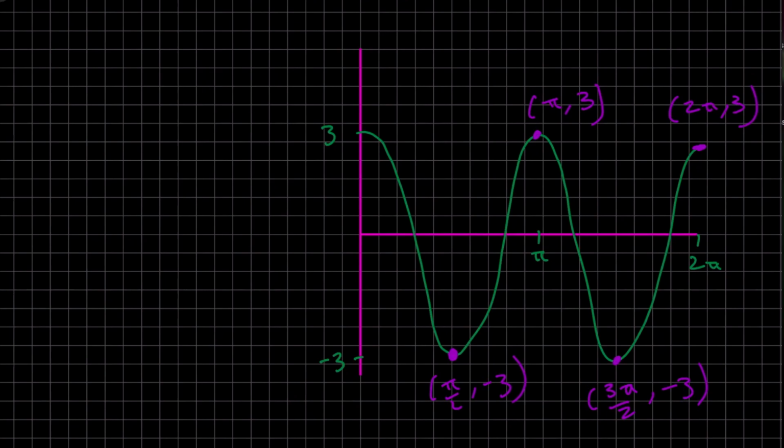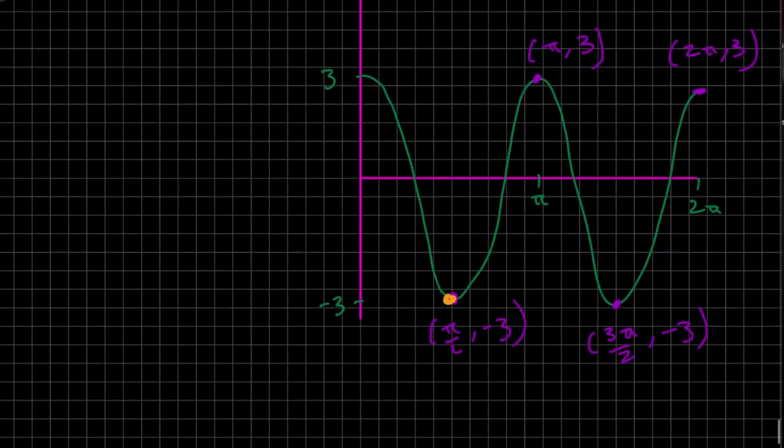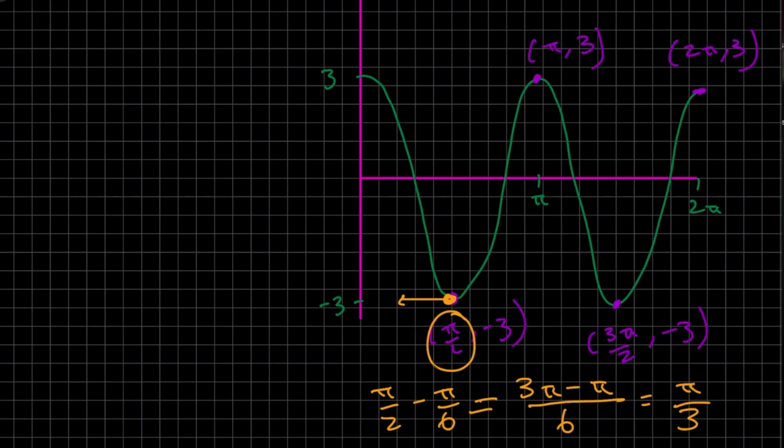Now, what we can do to visualize this shift of pi on 6 units to the left is first label these points on our graph. So we know that this turning point, which was previously at pi on 2, will now be shifted pi on 6 units to the left. So we will calculate the x-coordinate of our new turning point by taking pi on 2 and minusing pi on 6. So this would equal 3 pi minus pi over 6, and this would simplify to pi over 3. So this new turning point here will now be at pi on 3, negative 3.